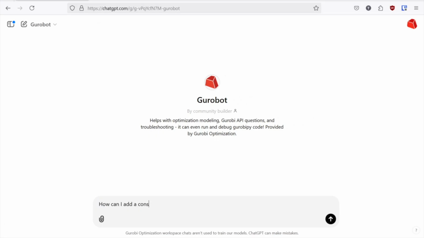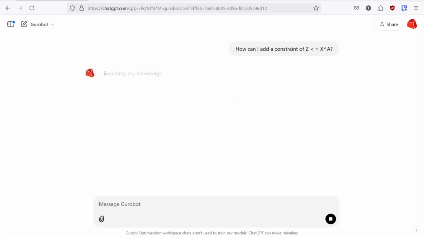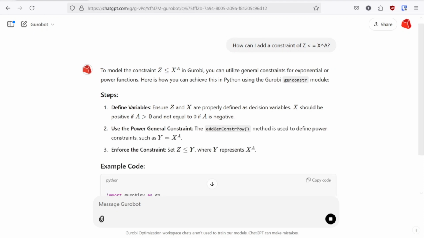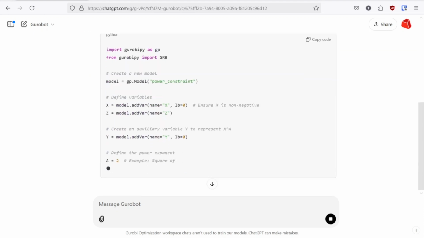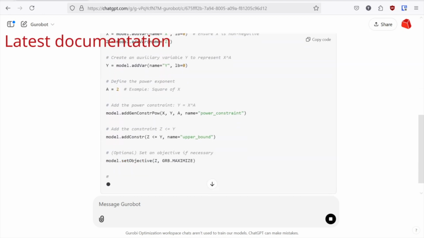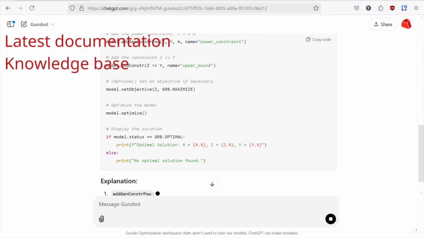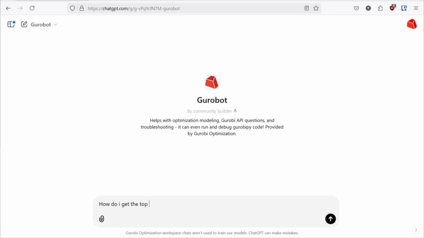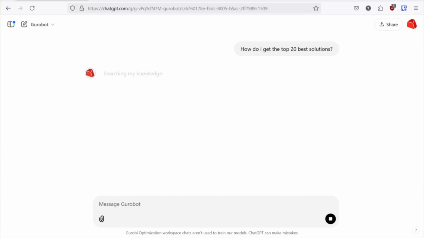The first one, Gurobot, of the two is the most straightforward one and has seen the most mileage. Gurobot is a so-called custom GPT, which simply means that this is a thin layer on top of ChatGPT, with the thin layer being an enrichment of ChatGPT's knowledge with our latest documentation, knowledge base, and a gurobipy wheel. Adding the gurobipy wheel means ChatGPT can run gurobipy code inside of its code interpreter.